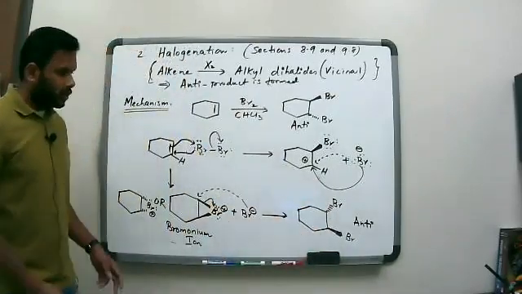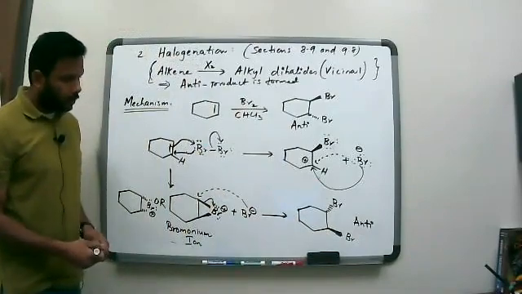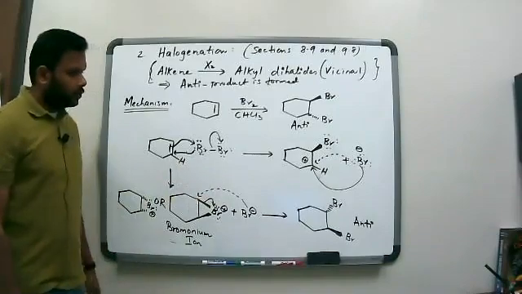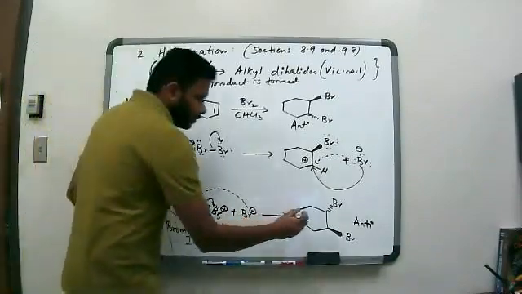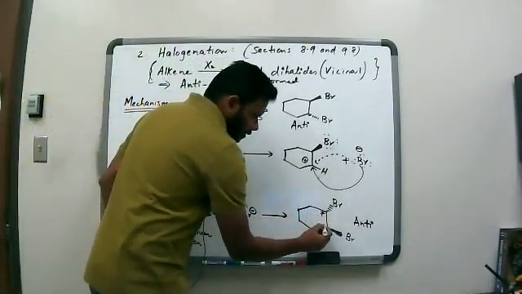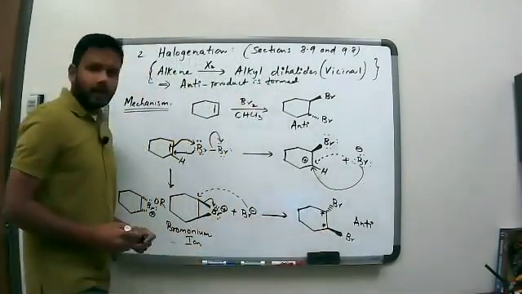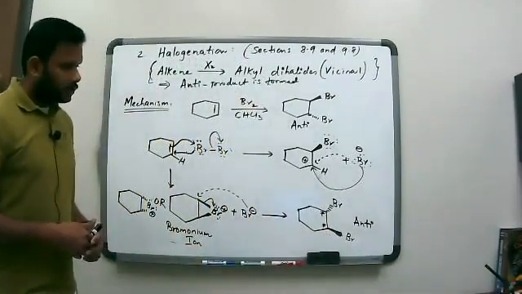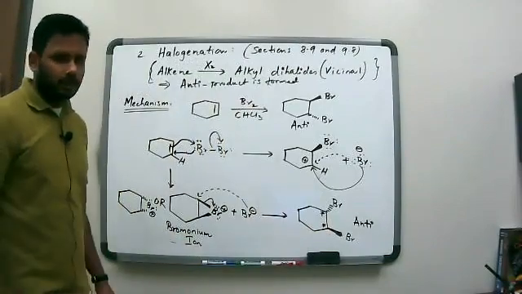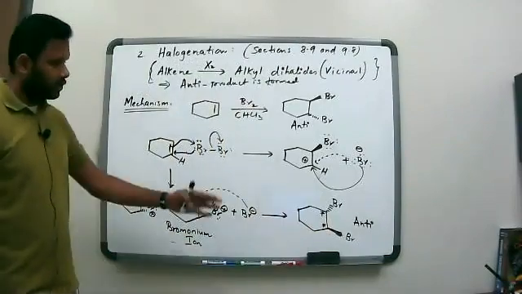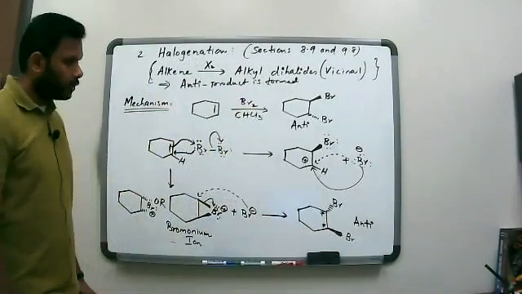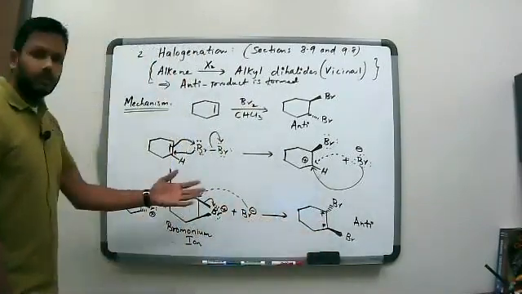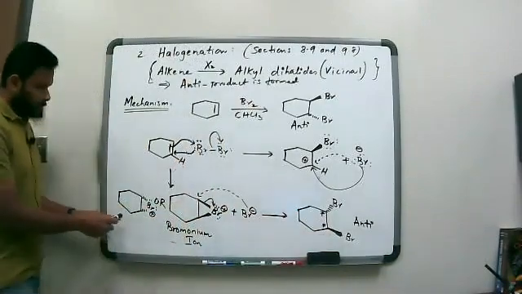Okay, so we get that product. Now, that explains how these anti-products are formed. And again, these are both chiral centers now. That means we are going to get a racemic mixture here. This is a racemic mixture because it's not a meso compound now. There's no plane of symmetry. So this will give us a racemic mixture.